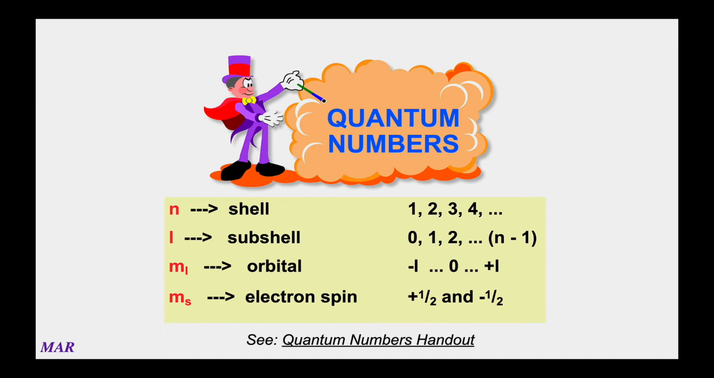Electron spin, the new player on the block, m sub s, has only two values, and those are positive 1/2 and negative 1/2. Those correspond to, if you will, orienting up with the magnet or orienting down with the magnet. There's no dependence on n, l, or m sub l. They're only positive or negative 1/2. So keep that in mind while we go through m sub s.